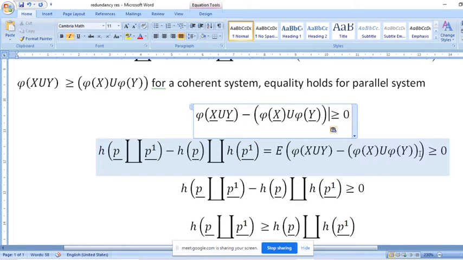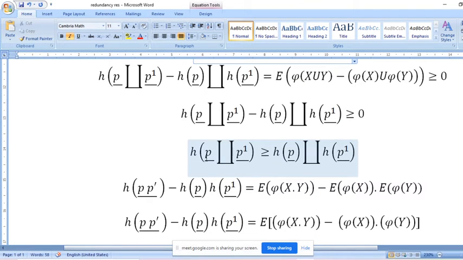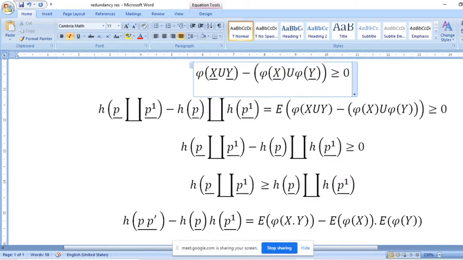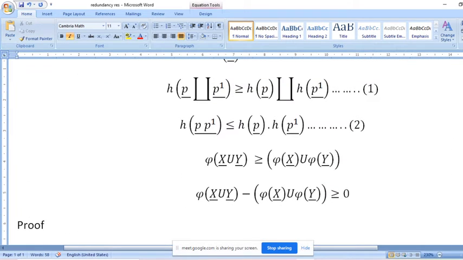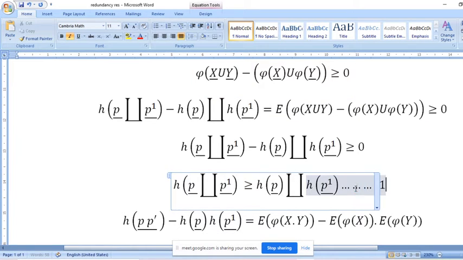So this is greater than or equal to 0. After substitution, we can see that this is greater than or equal to 0. If it is greater than or equal to 0, normally we can say that the left side is greater than or equal to 0. That implies this result, that is h of p union p dash greater than or equal to h of p union h of p dash. Okay. So we have proved the first result, that is equation number 1.